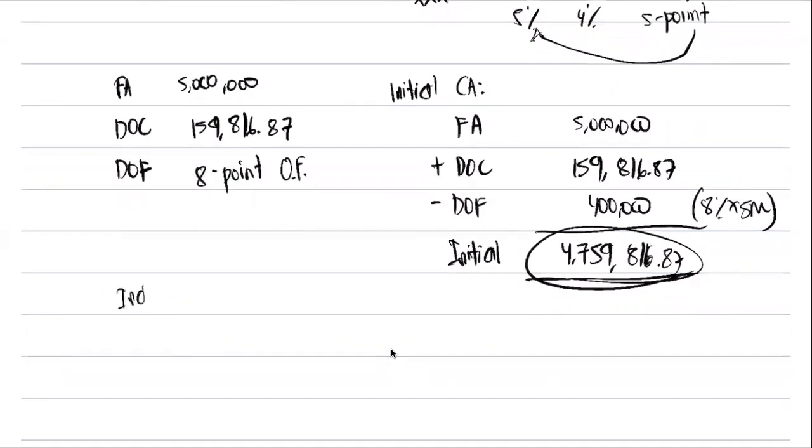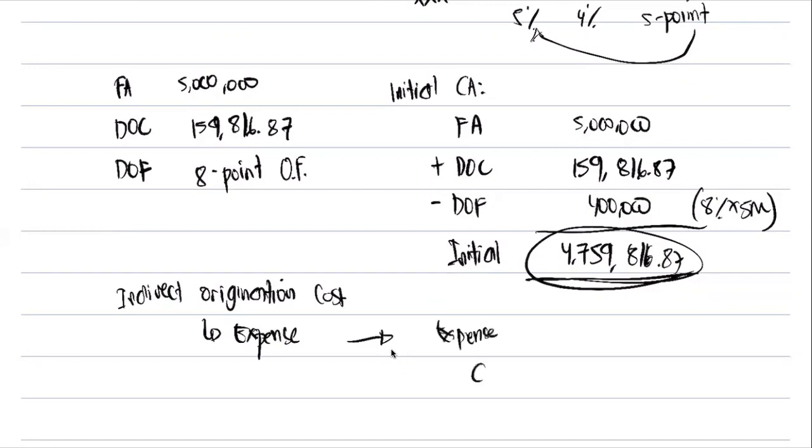So what if we have indirect origination cost? Guys, if you have indirect origination cost, it will be treated as an expense. So what is our journal entry? You debit the expense, you credit the cash. So that's how we will record your indirect origination cost. Take note, what is only included in our initial carrying amount is the direct origination fee and direct origination cost. If it is an indirect origination cost, we expense. Sir, can there be an indirect origination fee? Generally, no. It will always be direct origination fee because you charge it directly to the borrower.